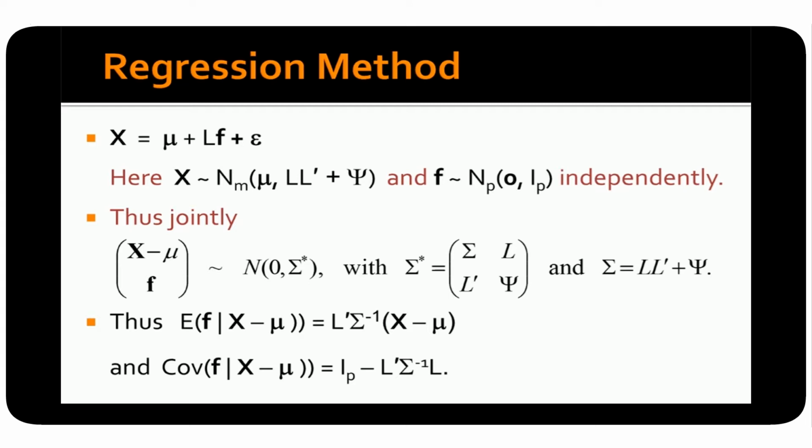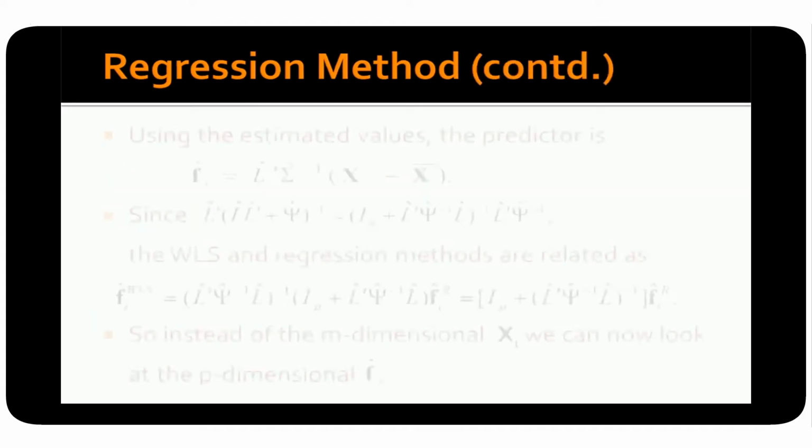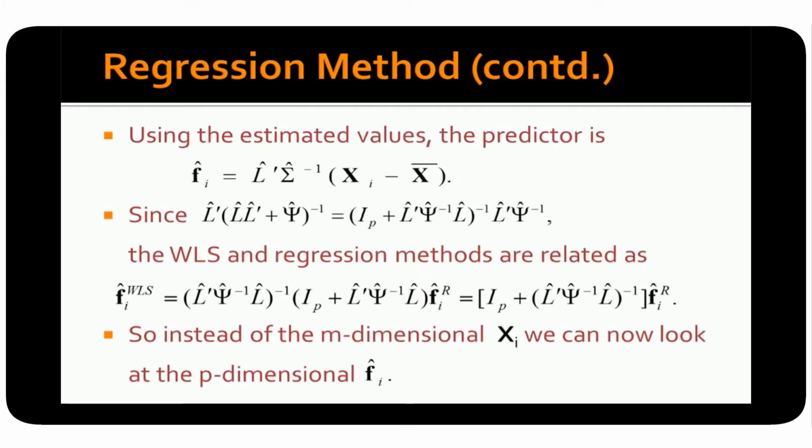So, expectation of f given x is L prime sigma inverse x minus mu. What would be the covariance for this? So, the conditional variance covariance matrix for f would be I minus L prime sigma inverse L. Again, I is the covariance of f, L is the covariance between f and x, sigma is basically the variance covariance of the x matrix. So, it follows the usual result, and we get this as I minus L prime sigma inverse L.